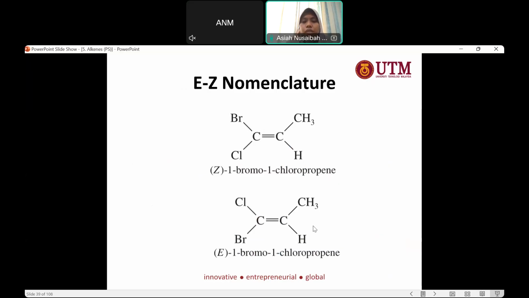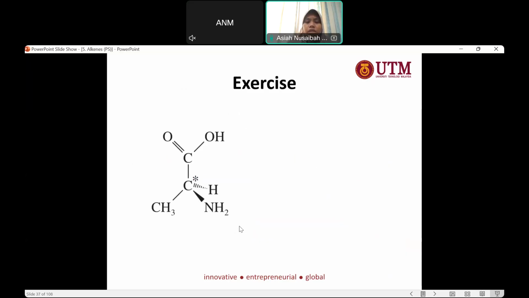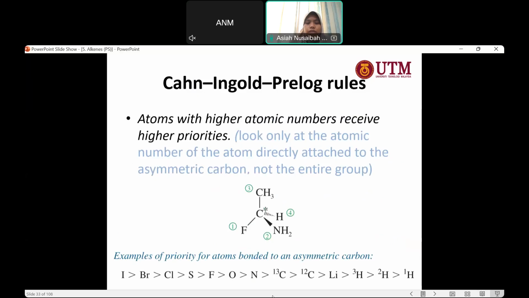Now let's say at the bottom here, this is contrast. Why? Because following the trending. What trending am I talking about? I'm talking about this trending. Example of priority: the first priority is I, then Br, then Cl. So you have to memorize this line. I, Br, Cl, then comes O, C, and H.